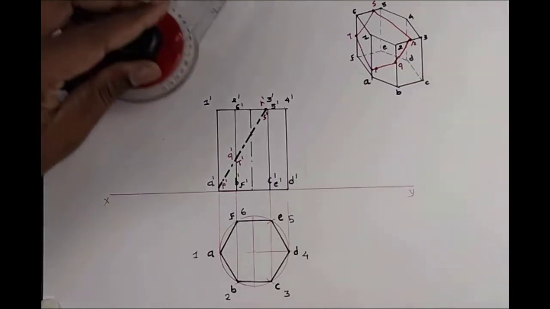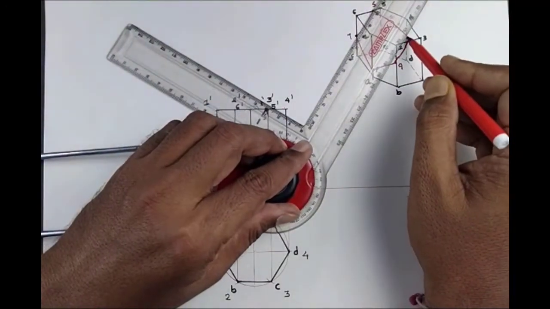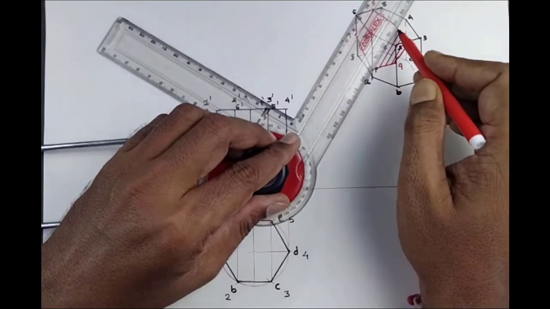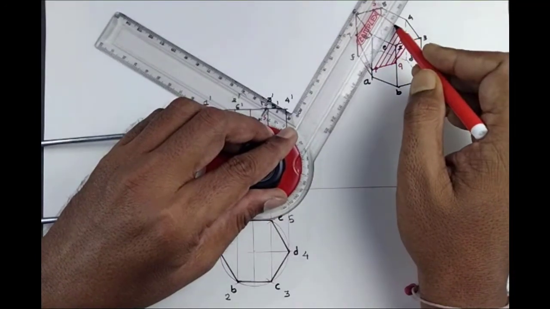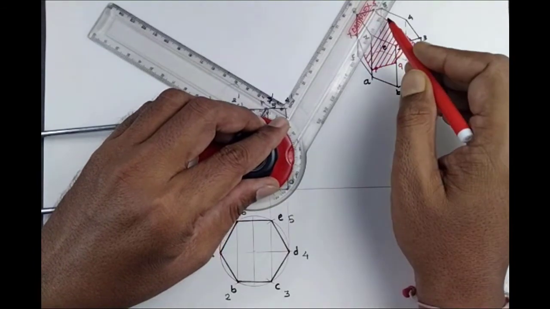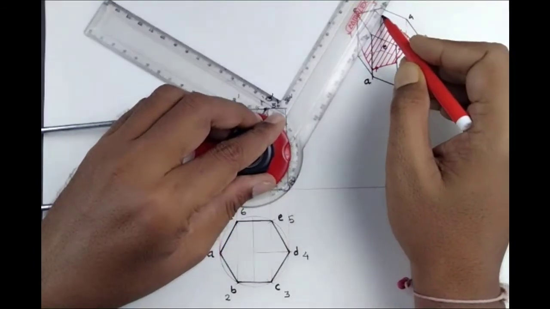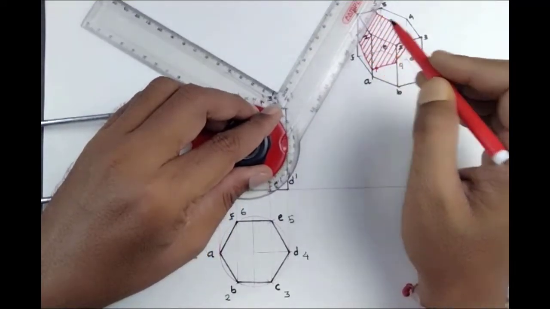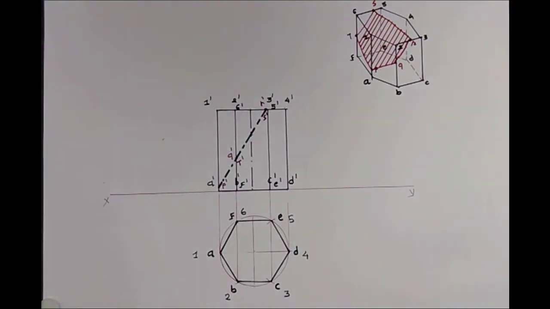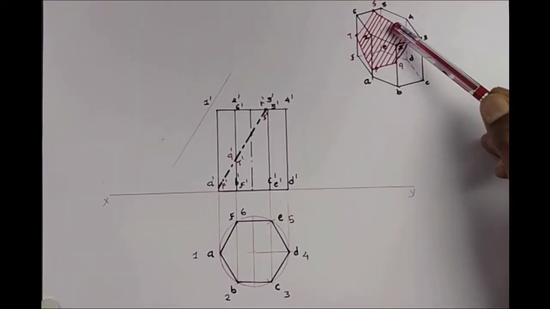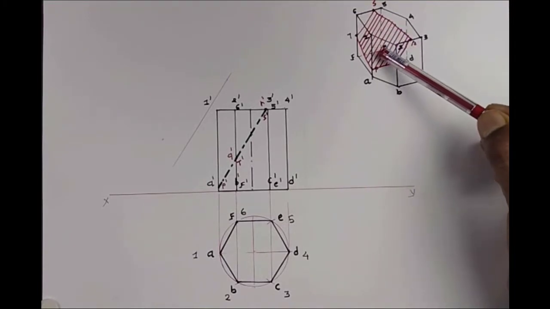So you have the section. This area, where the inside material is going to be cut, and that red zone with a section line, is called the section of the solid. So this is our section area.